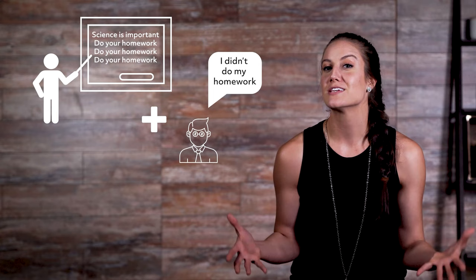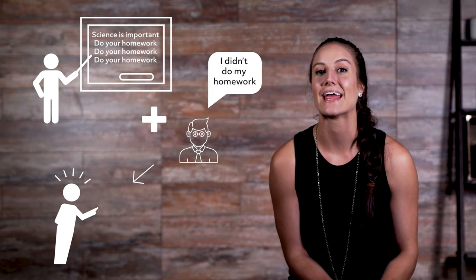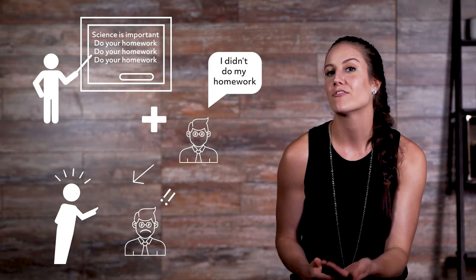For example, you have an eager and excited teacher who says, "Science is very important, you need to learn. So do your homework, do your homework, do your homework." Then let's add to the equation that one guy in the class who says, "I didn't do my homework." When these two come together and react, the product will be a very unhappy teacher and a slightly terrified young boy. In this example, we can see some observable differences after the reaction has occurred.